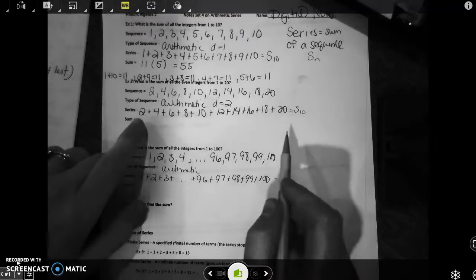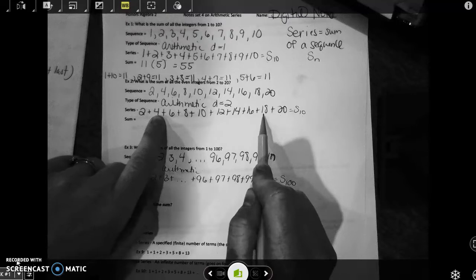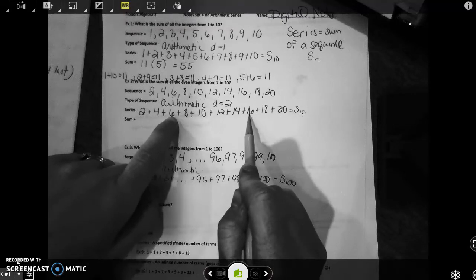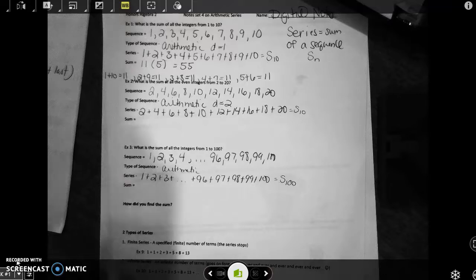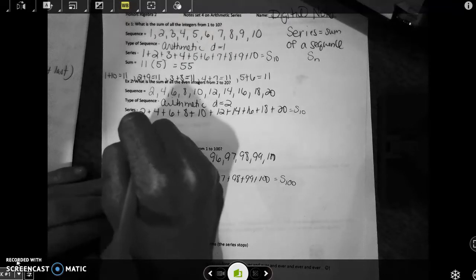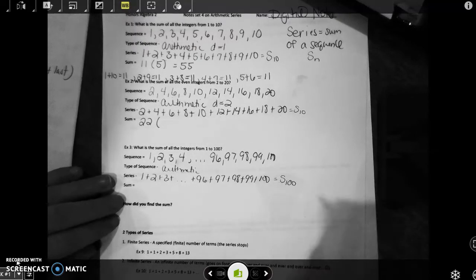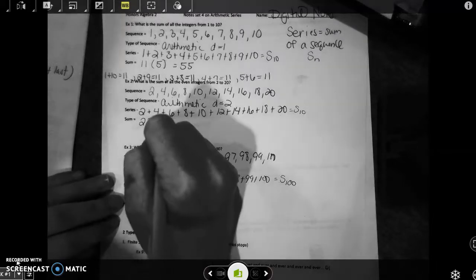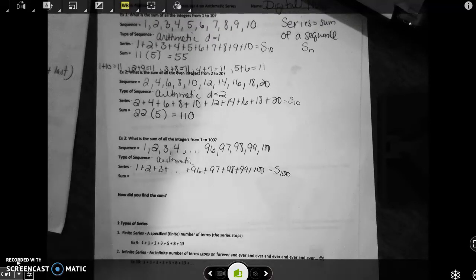As I look at example 2, we can see the same thing happens. 2 plus 20, 22. 22. 22. So we have 22 how many times? Well, how many pairs do we have that give us 22? We have 5 pairs. So that gives us 110. Okay, so let's look at the next one.